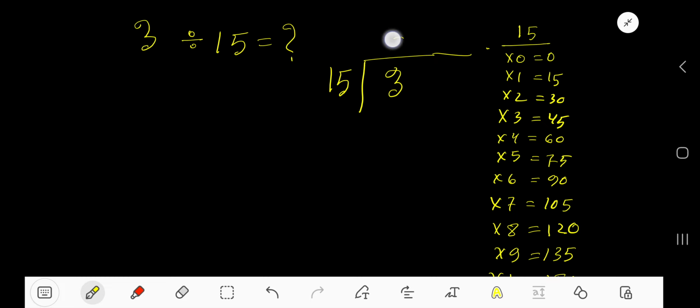15 goes into 3 how many times? 0 times, as 3 is less than 15. 0 times 15 is 0. Subtract from 3. To continue this process, take the decimal here and add zeros.